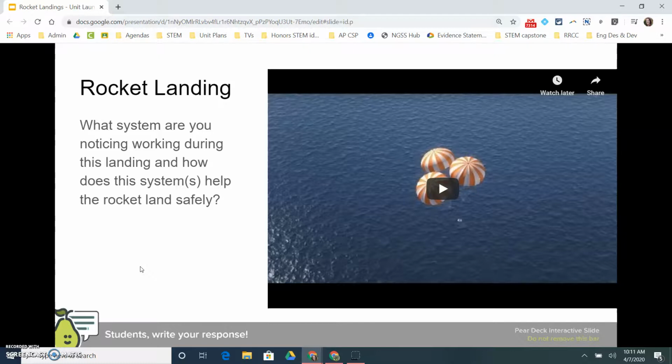What do you think is being used technically to help slow down that payload with people inside safely so that it can land in the water without damaging the crew members?